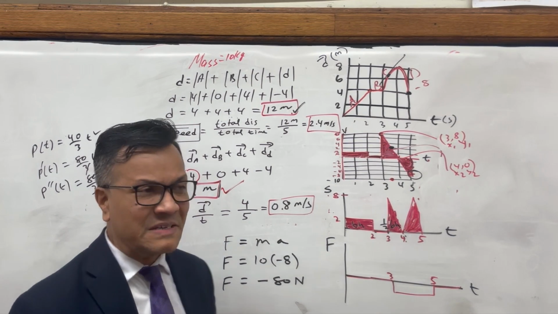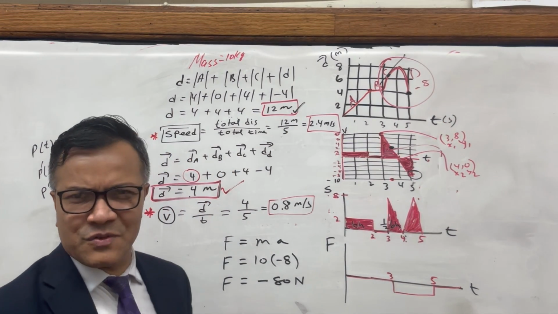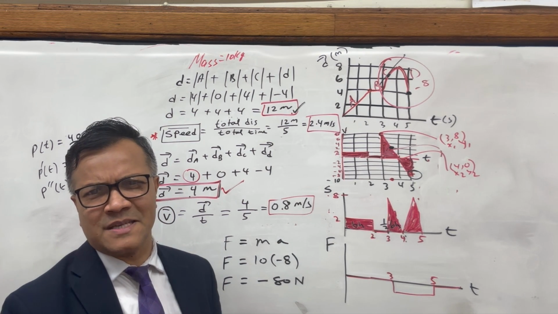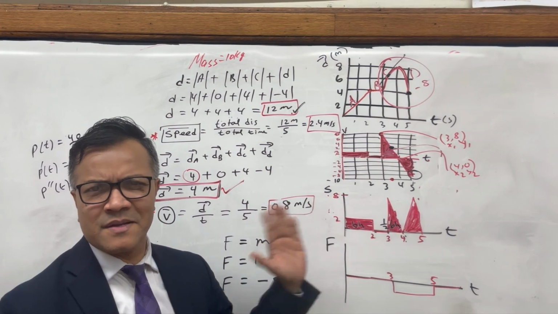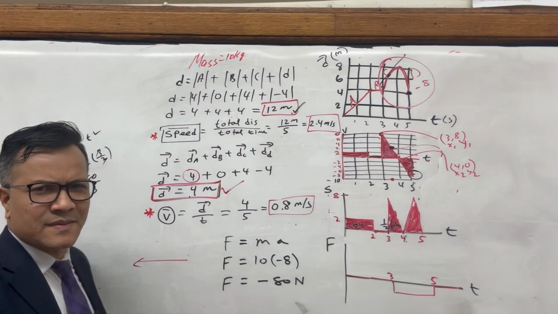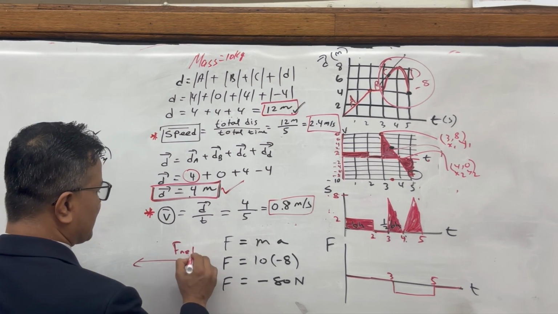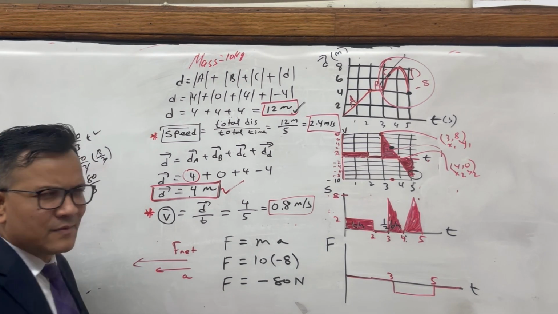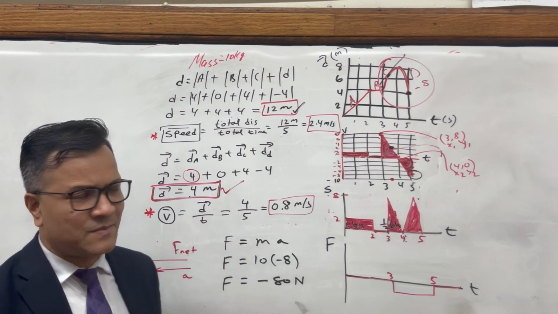That force gives rise to acceleration from 3 to 5 seconds. Negative 80 Newton is behind the scene. Negative 80 Newton force causes the negative acceleration. Remember, the acceleration is always in the direction of the net force. So if the net force is negative, acceleration is also negative. Net force is always in the direction of acceleration.